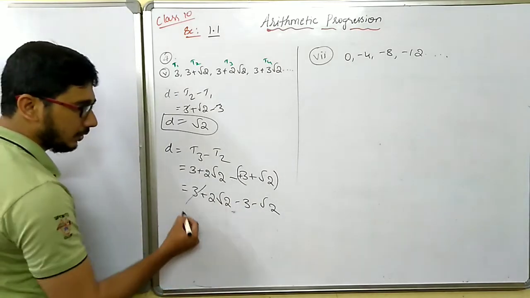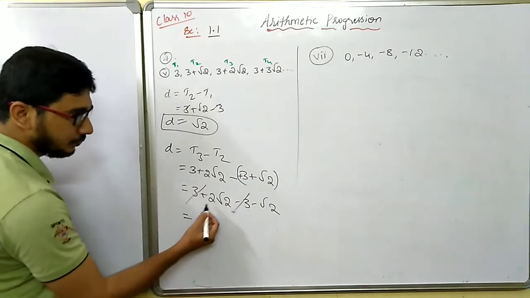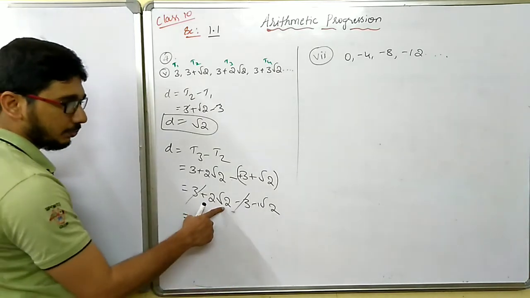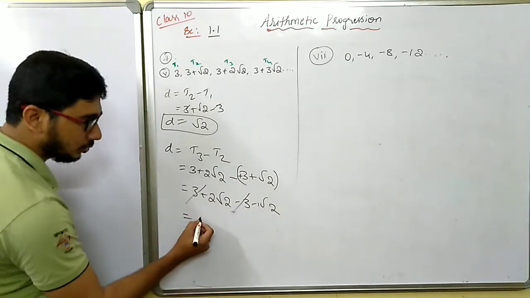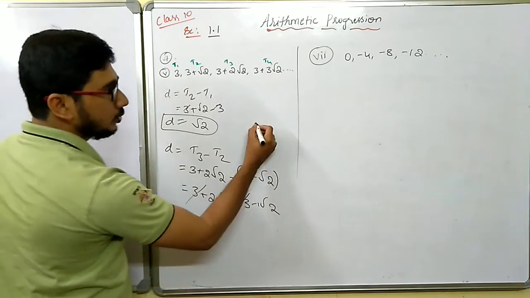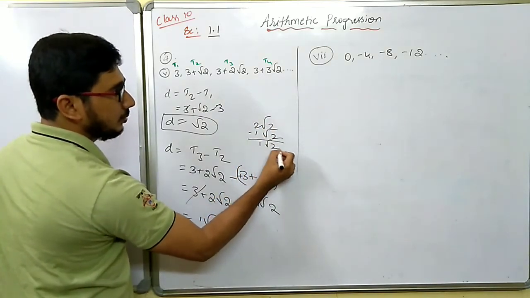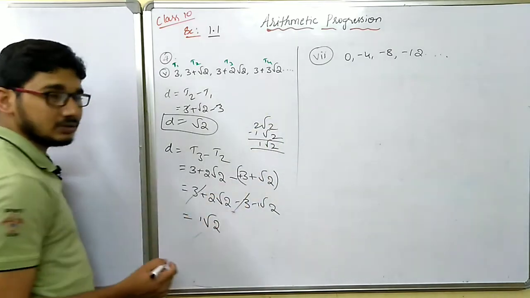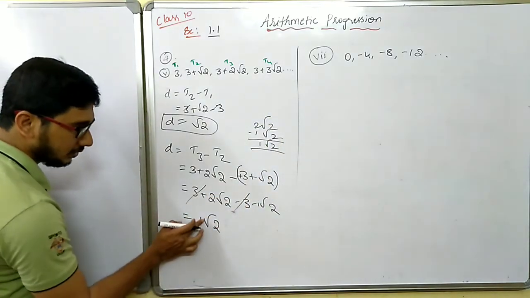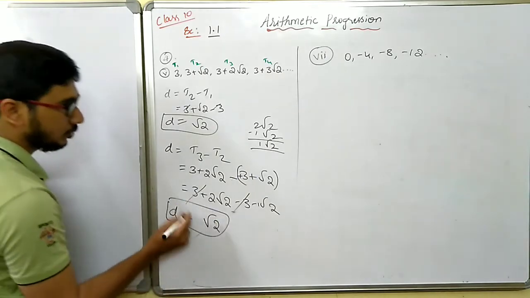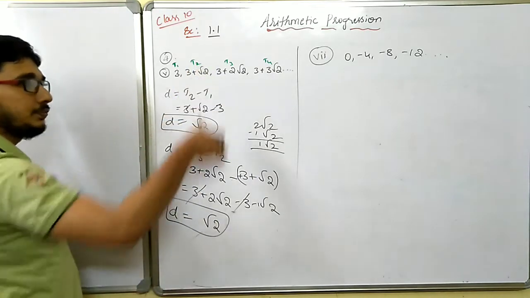So what will happen? Plus 3 minus 3 will get cancelled. In 2 root 2, 1 root 2 gone. In the sense, 2 apple minus 1 apple, so totally 1 apple is remaining. Consider this is like apple something. So you will get nothing if you do not write 1 also, no problem. So the difference you are getting is root 2. Here also root 2. In the sense, this is in AP.